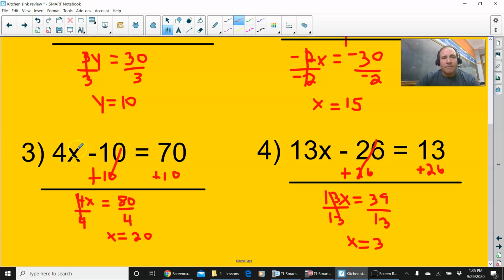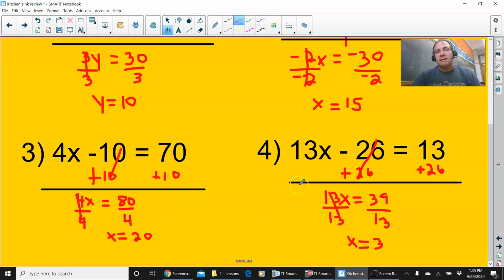Okay, so here we go. We have 4x minus 10 equals 70. You add 10 to both sides, again using inverse operations, and you cancel out the 10s on the left side, and you have 4x equals 80. Divide by 4 on both sides, you get x equals 20.